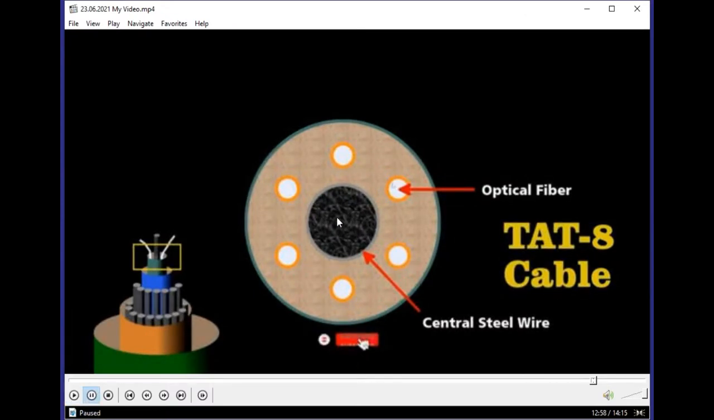Normally inside this, there may be a central steel wire. But even in normal roadside laying, they use some gel in the fiber optic cables. If a lorry or bus causes pressure damage, we use this. It may be a steel wire, or some types of gels they are using.